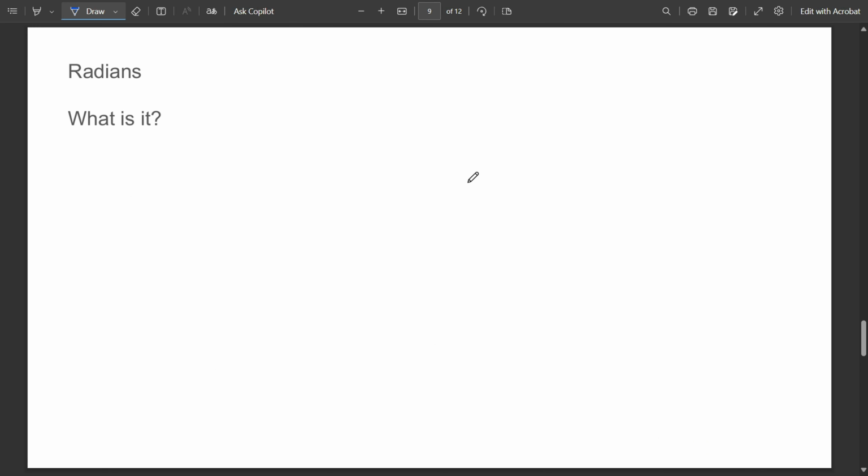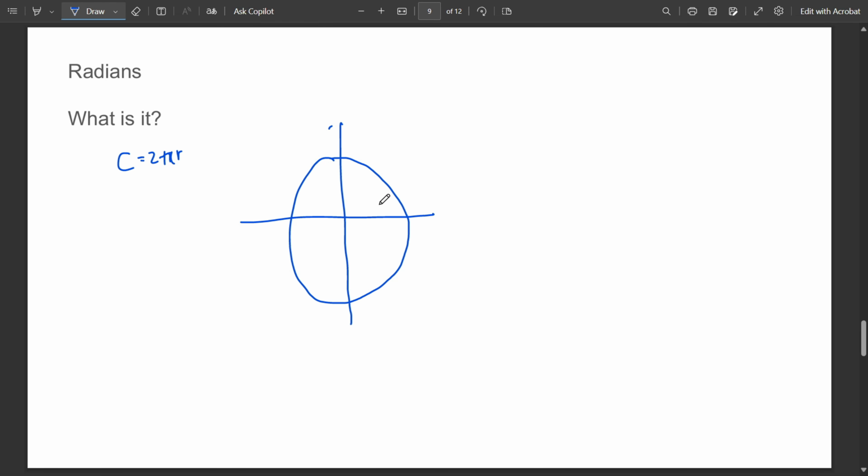All right. Radians, what is it? Radians is the measurement of angles using radius. So we have c equals 2 pi r, right? This is the distance of the circumference of the circle, and the same idea. So the full circumference is 2 pi, right? Half of it must be pi, and half of pi must be pi over 2, and this is 3 pi over 2 radians.